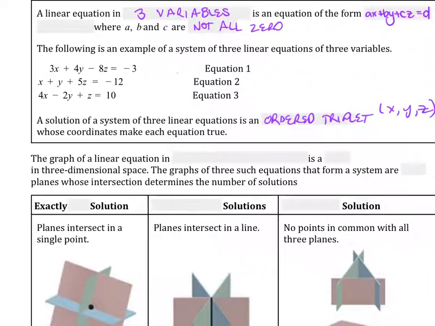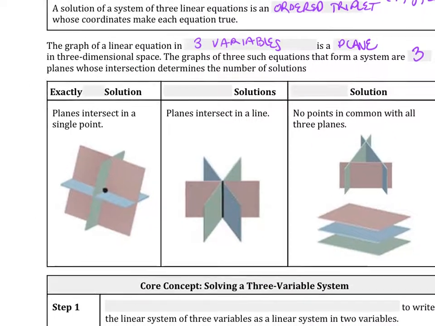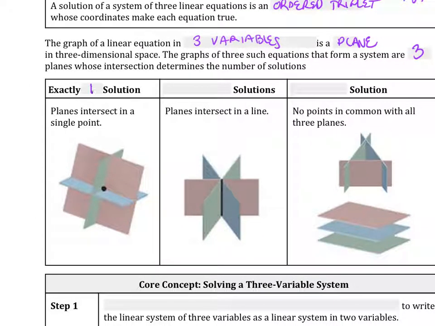The graph of a linear equation in 3 variables is a plane in 3-dimensional space. The graphs of 3 such equations that form a system are 3 planes whose intersection determines the number of solutions. So in this case, there is exactly 1 solution. Notice they intersect at exactly this point. And so you would get something like 3, -2, and 8.